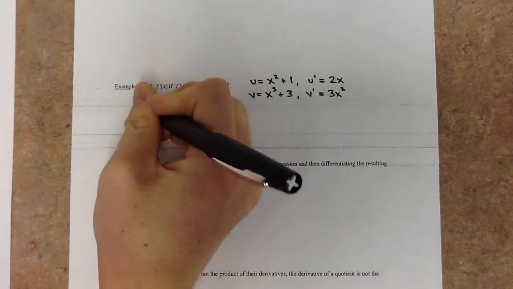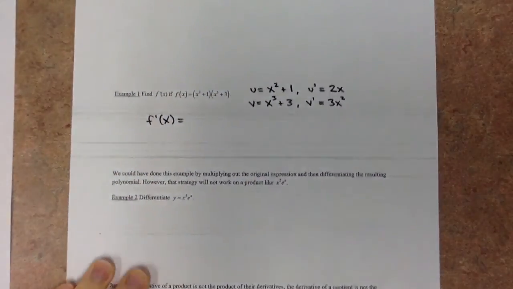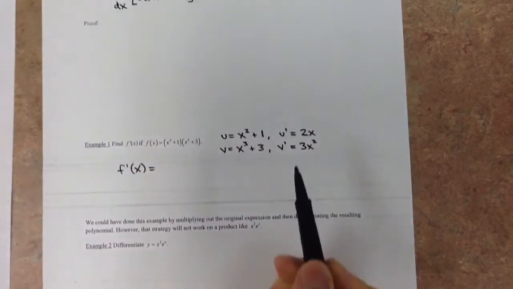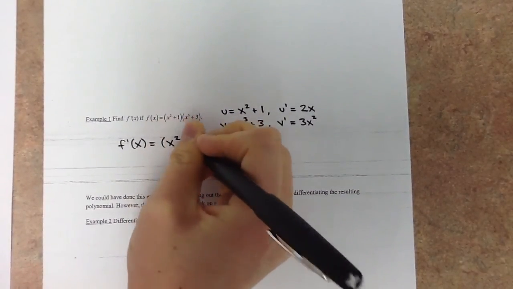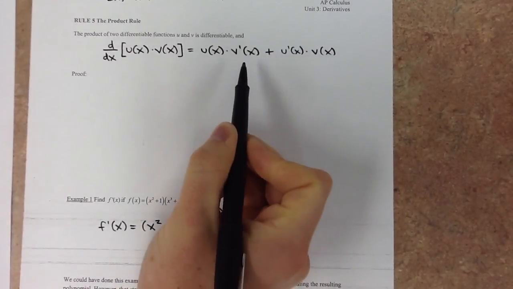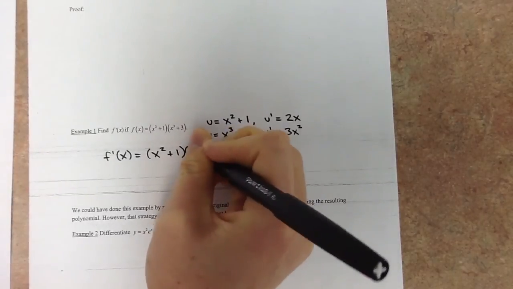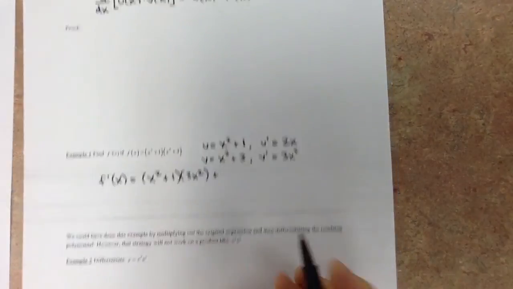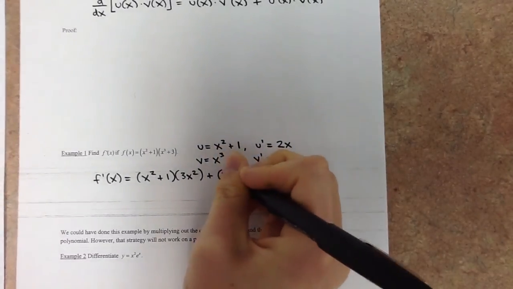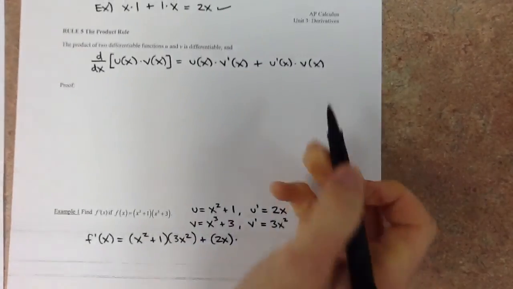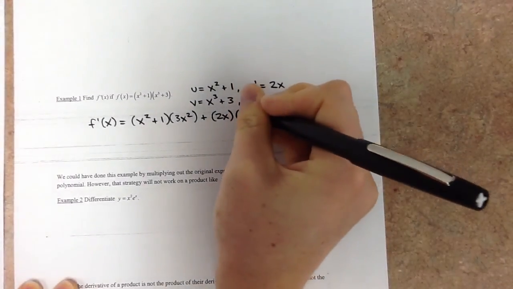So f prime of x equals, if we're writing down this derivative, we start with u of x, so the original function u, which is x squared plus 1, and then times v prime, which we've got written right down here, is 3x squared, and then plus u prime, which is 2x, and then times v of x, which is x cubed plus 3.